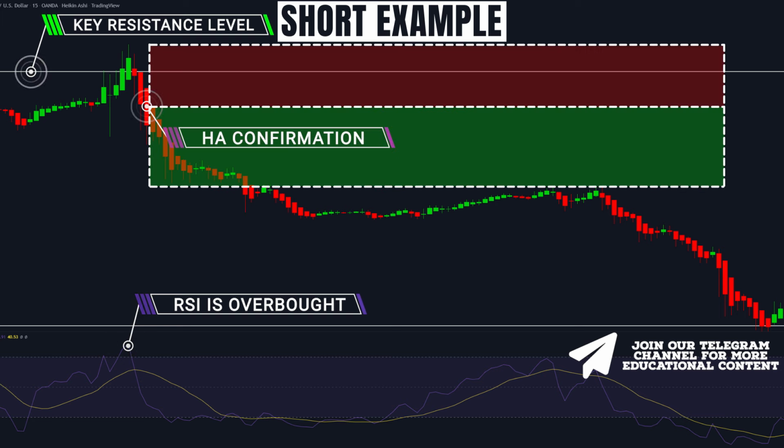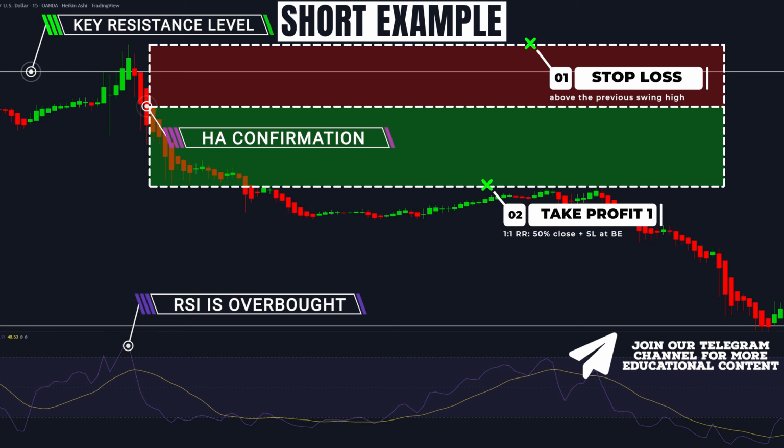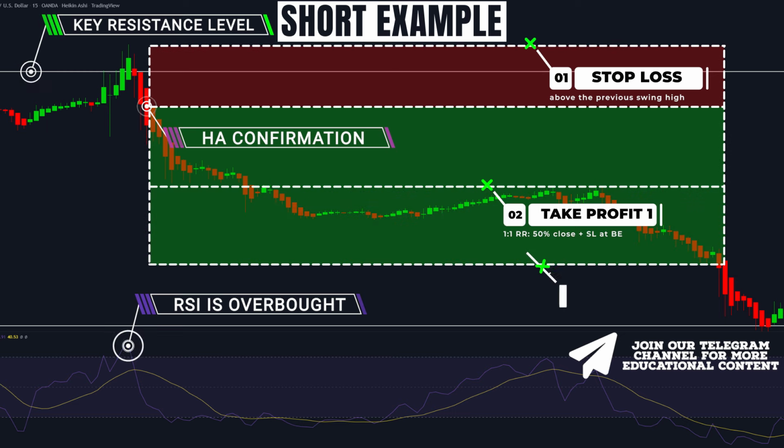So, we enter the trade on the follow-up candle, placing our stop loss above the previous high and initially targeting 1-for-1 risk to reward. As you can see, our first target was reached, which means that we close half position and move stop loss to break even. Then, we need to target 2-for-1 risk to reward and boom, our take profit was smashed.